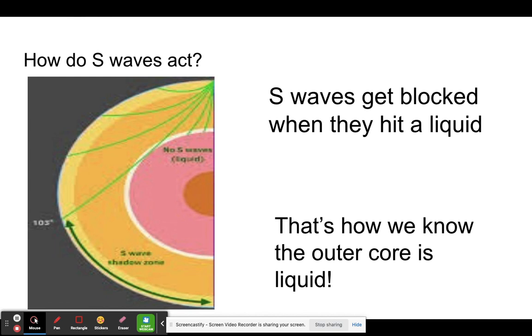Okay, that's all I've got for waves, and that's how we know what the Earth's layers look like. We can't measure them directly, right? We can't go down there and check to see what they're made of. We can use indirect evidence to get a good idea of where those layers are and what they're made of.